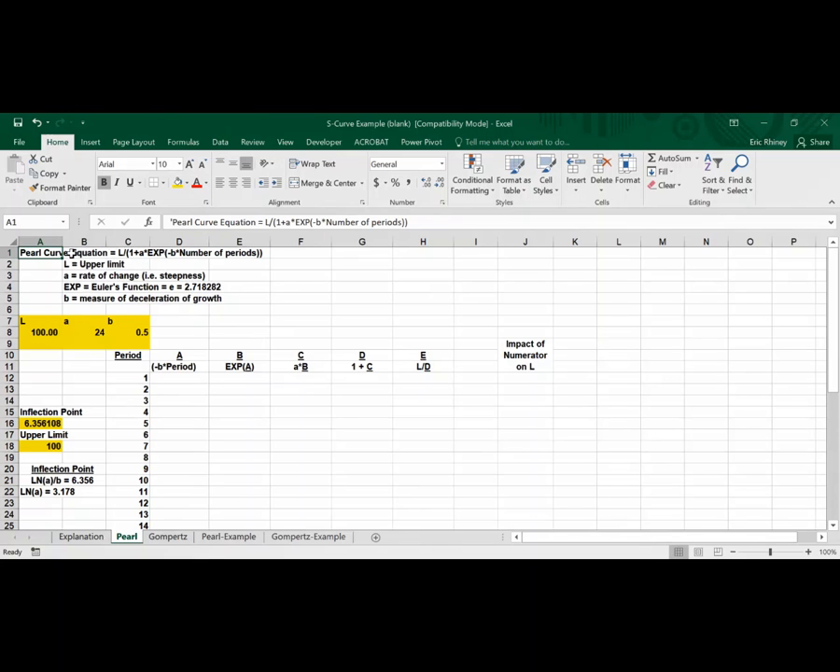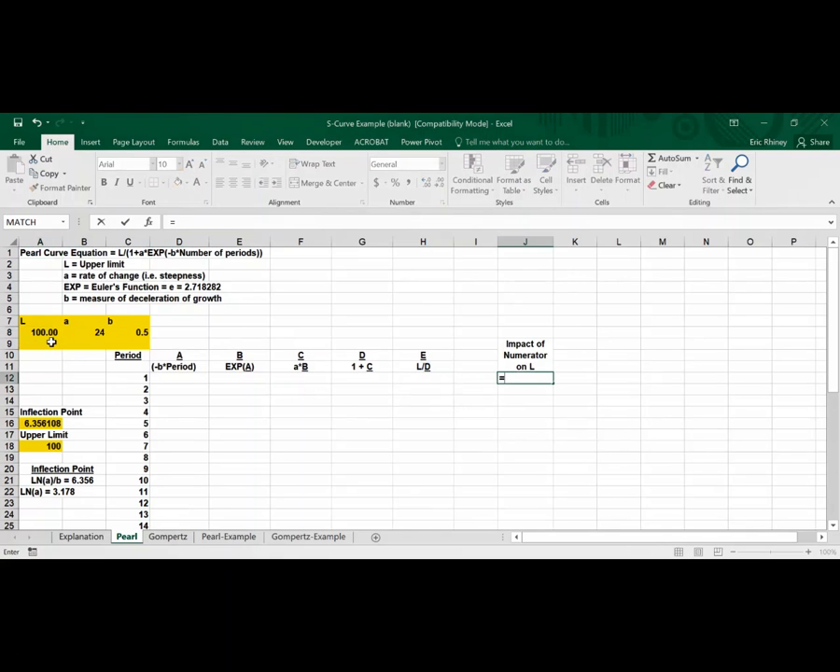So let's really look at this function and figure out what's going on here, and that'll help you understand how the Pearl curve works. So L again is in our numerator. It's the upper limit. And if you think about it, anything in our denominator, the impact it has on our numerator depends on the size of the number in the denominator. So if I were to take L, and here I just have an arbitrary number of 100.